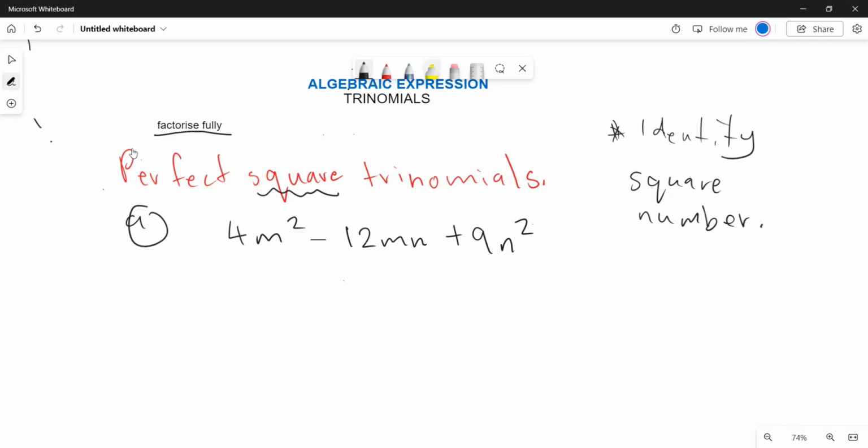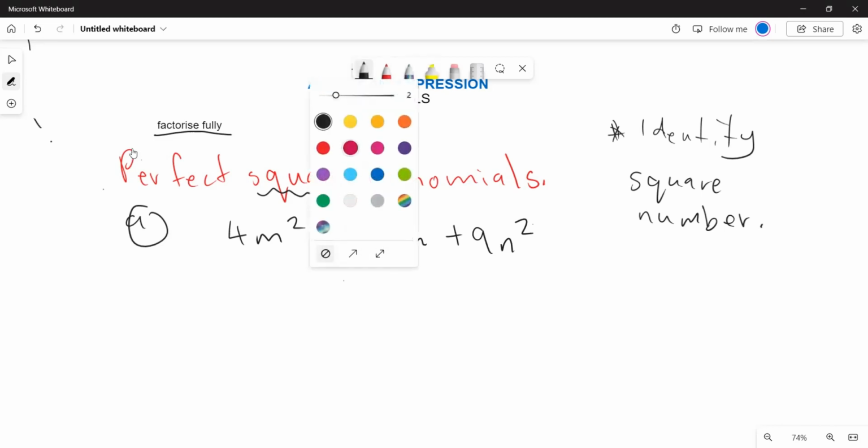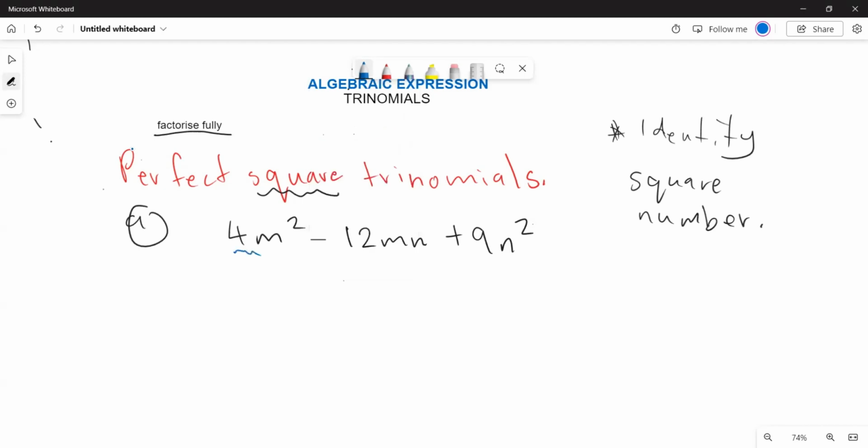Now, if you can check on this one, can you see that what you are having here is 4, which is a square number. You are also having 9n squared. So these are squares, right? So for you to have your perfect square, this is the same as what? Which means you are going to say, what are the roots of these? This is going to be (2m subtract 3n) close bracket squared, because when you expand this, it's still going to give you that, right?